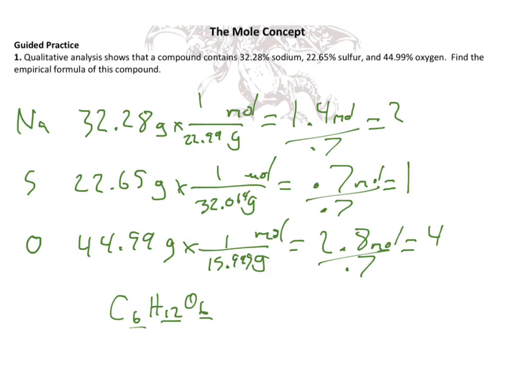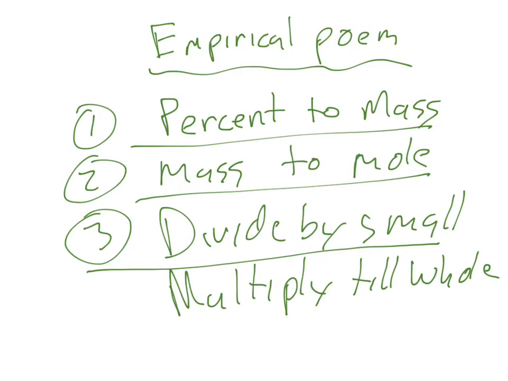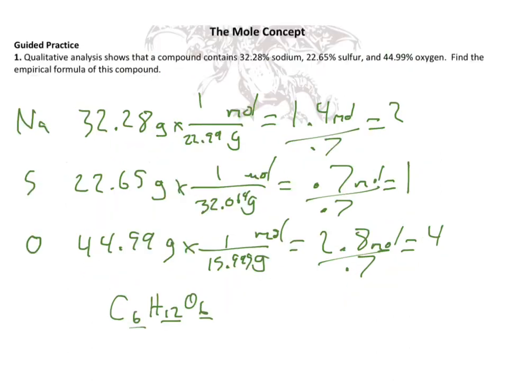Those are molar ratios. It's a 2 to 1 to 4 ratio. The last step, if you take a look, is multiply till whole. What that means is if you do not have a whole number, then you want to multiply it to a whole. In this first situation, we have only whole numbers, so we actually do not need to multiply to a whole. But to give you an example, if this was 2.5, we would have to multiply this to a whole.